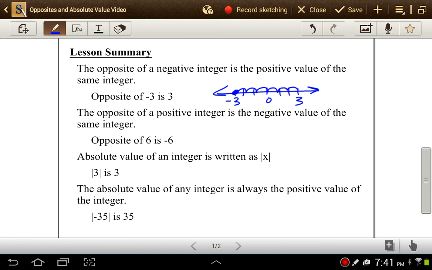Okay, the opposite of a positive integer is the negative value of the same integer. Same idea. If I make a number line real quick.